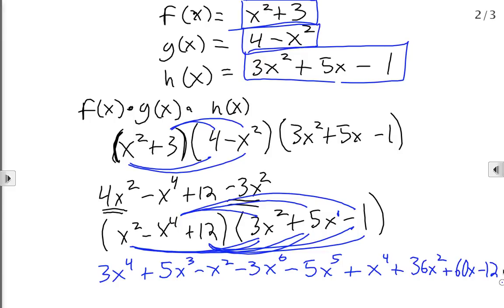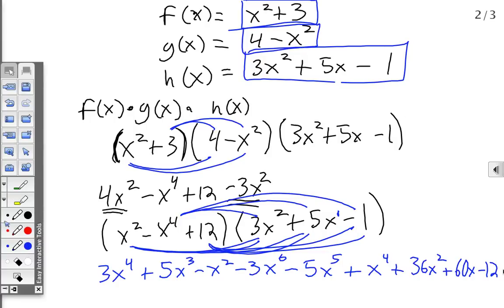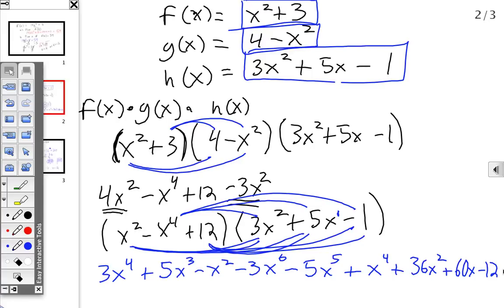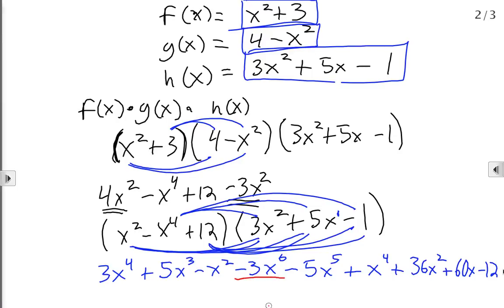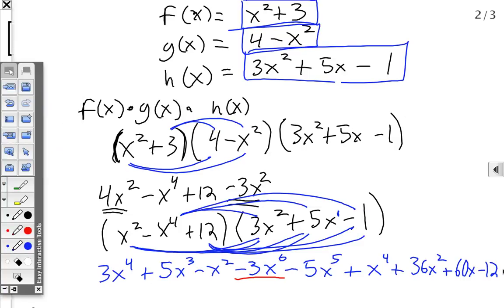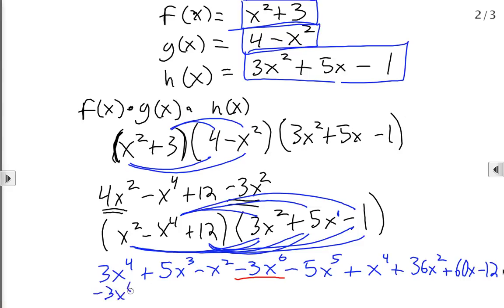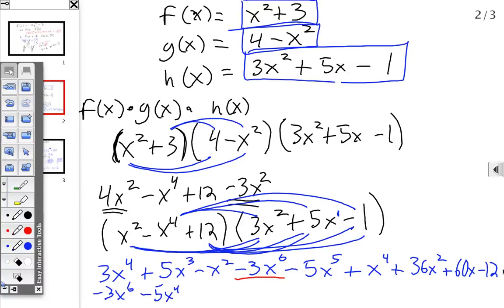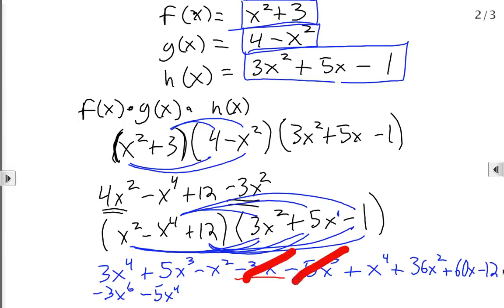Let's see if there are any like terms that we can combine. Start with our biggest exponent. This is our only exponent with a 6. So we know our result is going to begin minus 3x to the 6th. Let's look for that 5. This is the only term that's degree 5. So we know we're going to have minus 5x to the 5th. Let's go ahead and cross those out so we can keep track. We're done with this one. We're done with this one.